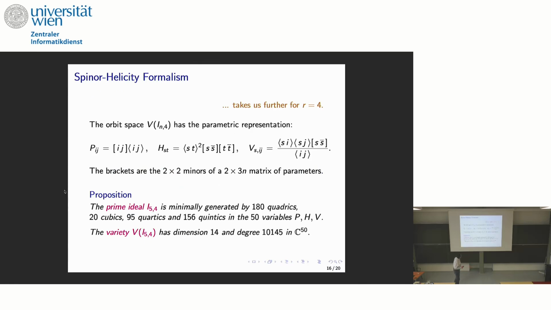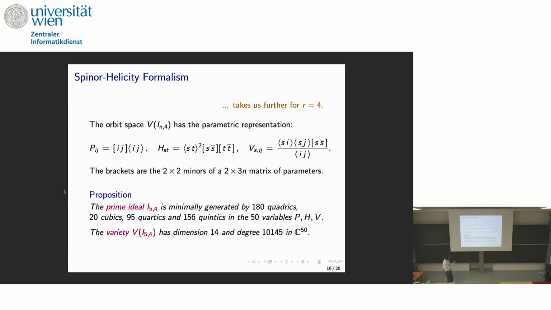All right. Let me take a step back. Yesterday we talked about spinor helicity, so let me tie this in with spinor helicity. In the case R equals 4, we can go a little bit further by using spinor helicity. And this is just a beautiful side story that I want to tell you.